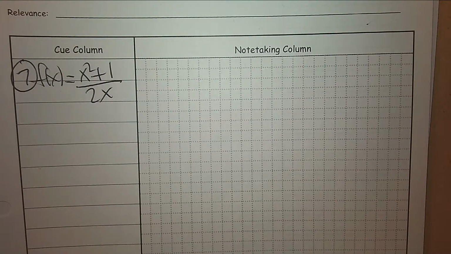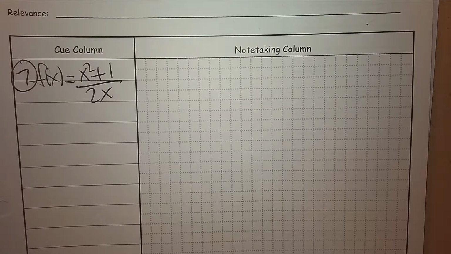Okay, what's the other type of intercept? Plug in 0 for x. What happens when you go 1 divided by 0? So are there any x-intercepts or y-intercepts? So far I've said there's a vertical asymptote at 0, not continuous obviously. What's the end behavior?